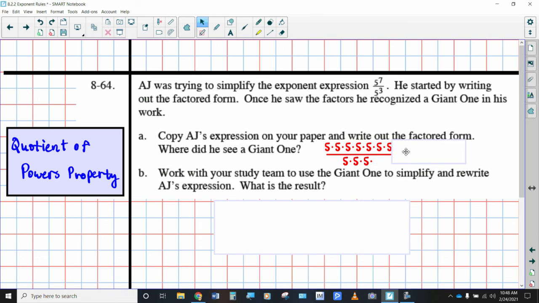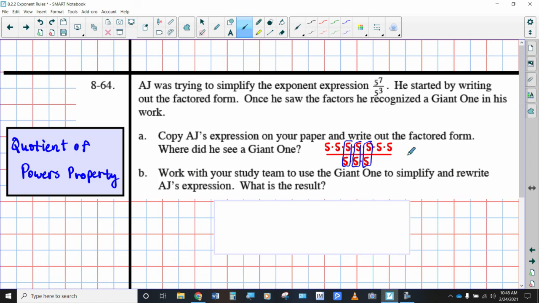You got 5 to the 7th power in the numerator, so 5 times 5 times 5 times 5 times 5 times 5 times 5, 7 of them, and 3 of them on the bottom. Oops, I don't want that little dot there. Okay. So you see the giant ones in there? I hope so, because that would be a giant one. This would be a giant one, and this would be a giant one.